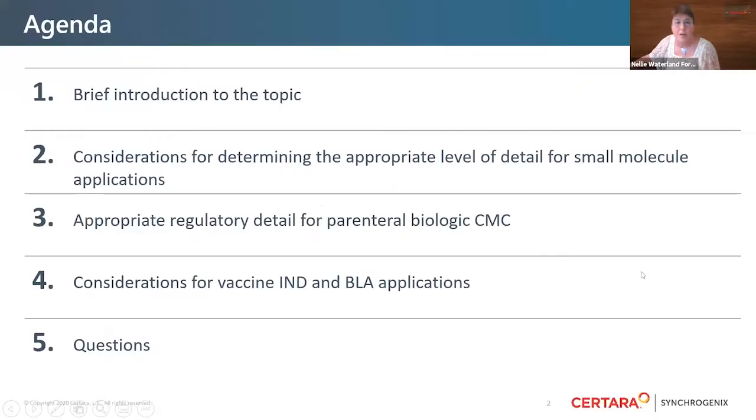So we're going to have a brief introduction to the topic. We're going to look at some considerations for the small molecule. We're going to discuss the appropriate regulatory detail for a biologic, and then we're going to discuss some considerations for a vaccine, IND, and BLA application. And then we'll have some time for questions.